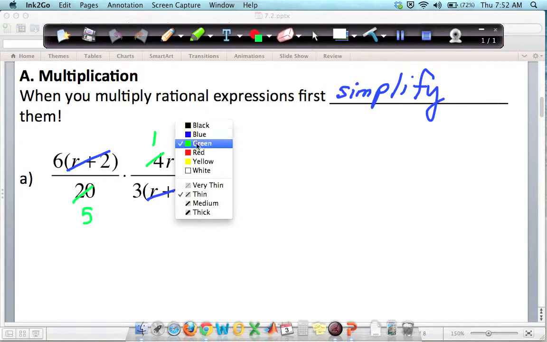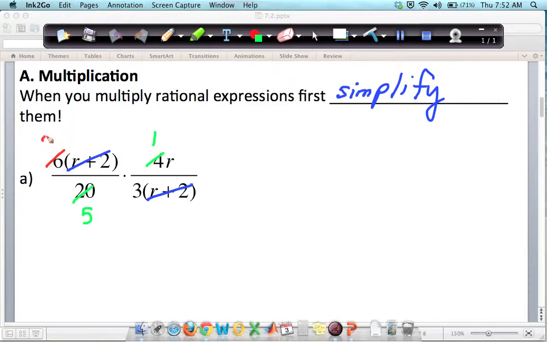And then last, I see that the 3 and the 6 can be simplified. I'm going to divide them both by 3. So 6 divided by 3 and 3 divided by 3. Once you've done all that, you can go ahead and multiply. Just make sure you don't accidentally drop a term. So in the numerator, it looks like I have a 2 times 1, which is 2, and an r. In the denominator, we just have a 5. So we have 2r over 5.